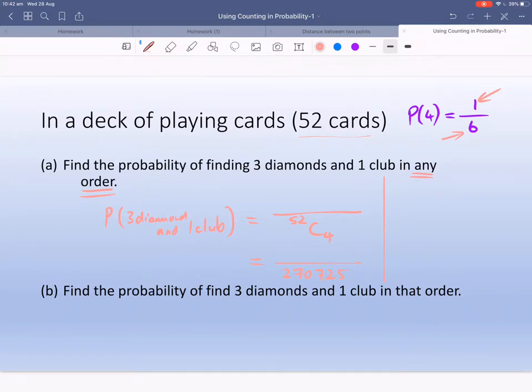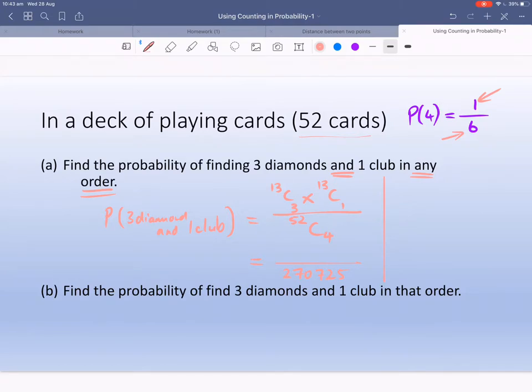So how many diamonds are there in a deck of cards? There's 13, isn't there? There's 13 in each suit. So from 13, how many are we choosing for this? 3, yeah. And we also want 1 club. Now, "and" is a very important word because that tells us what to do, plus or times. And tells us multiplication. And then we're going to do the same thing with clubs. So we've got 13, and we're going to choose 1 because we only want 1 club out of 13.